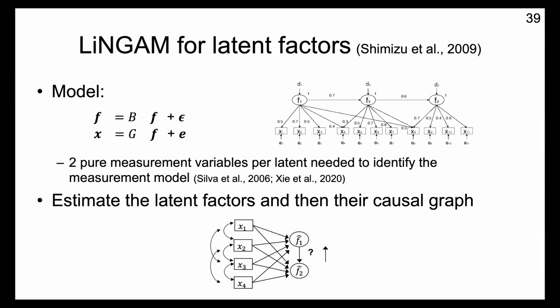As for the estimation, this is a bit in development, but we do the following. First we estimate the measurement model, the coefficient matrix or factor loading matrix G. Then we use the data and the coefficient matrix to obtain the estimates of latent factors. Then we infer the causal relationship between the latent factors, this way or this way.